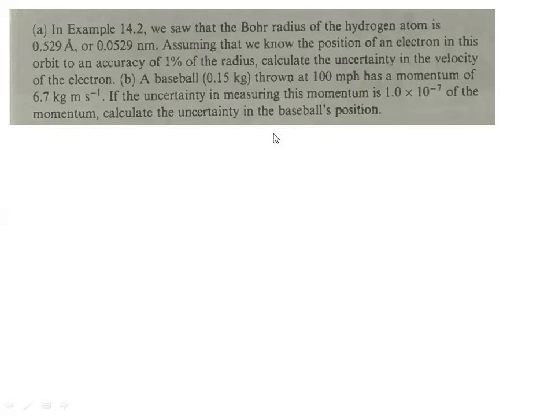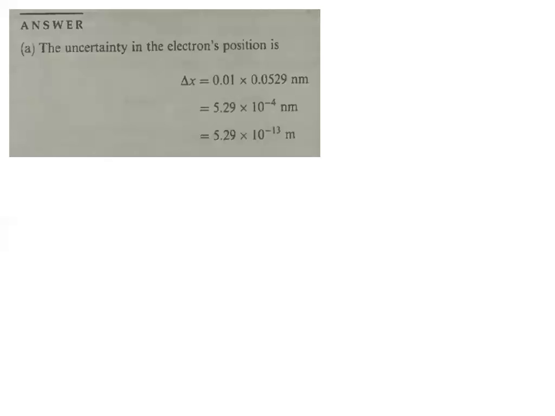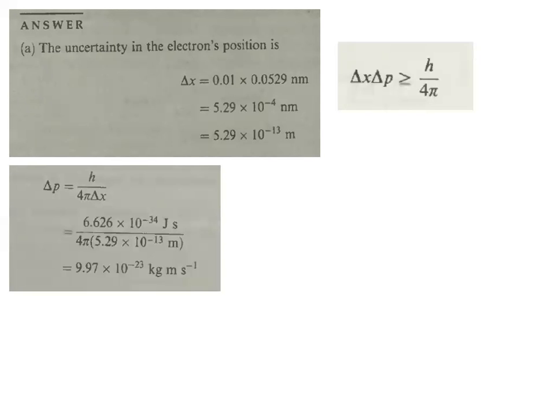And now I'm going to measure the uncertainty in the position of the electron and the baseball. So first look at the first one, the position of the electron. As I have said earlier, this was the radius, and 1% means 1 divided by 100. So you are just multiplying this factor, and the rest you calculate, this is 10 to the power minus 4 nanometer or minus 13 meter, and this is the uncertainty in the position of the electron. Okay? And you can use this equation to calculate the uncertainty in the momentum.